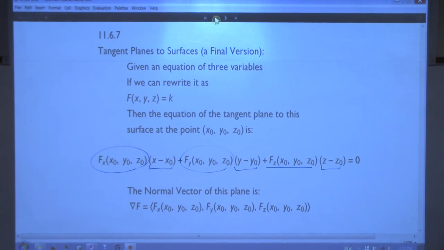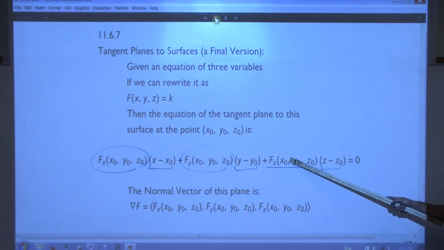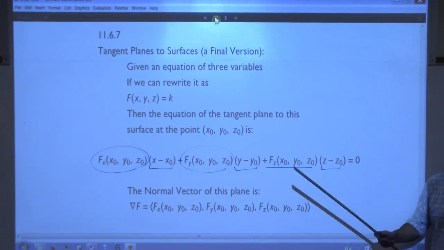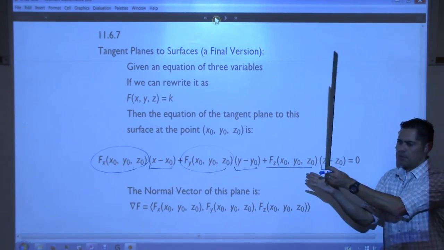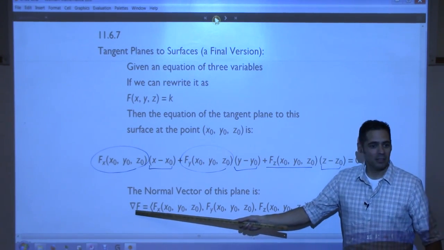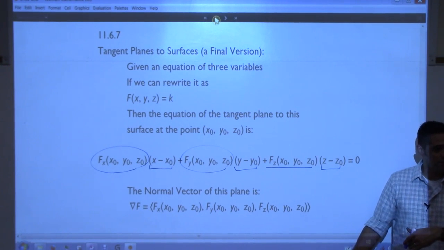It's this. It's the partial with respect to z. So this is the A, the B, and the C. So that's actually the normal vector of the plane. Remember the normal vector sticks out of the plane like this? So the gradient vector is the normal vector of the plane. That's what it is.